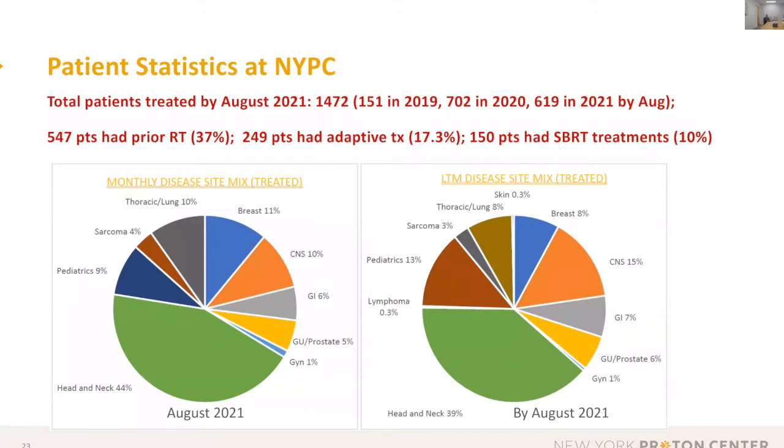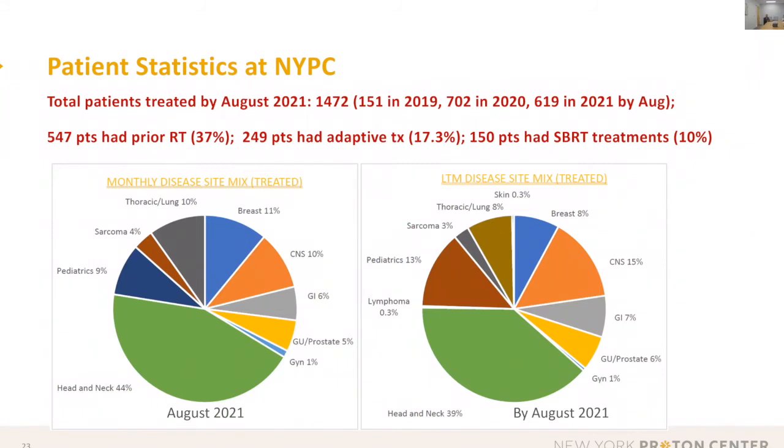So this is the patient statistic for NYPC. On the bottom it shows the patient statistic through August 2021, which is last month. Overall, we treated 1,472 patients, and we started in August 2019, so we treated around 151 patients in 2019 and 702 patients in 2020. So far in 2021, we have already treated 619 patients, so I believe we will treat more patients than in 2020.